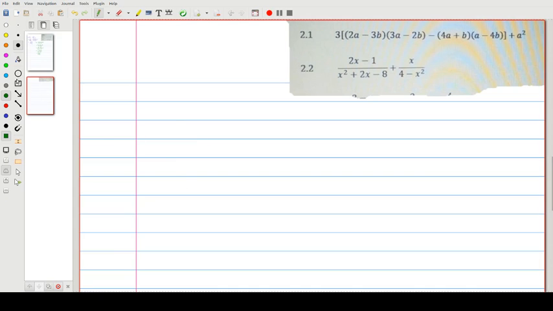Two more questions to go on the second page here. Let's start with a different color. Well, let's do the same. It's only two questions, so let's do the first question in blue again.